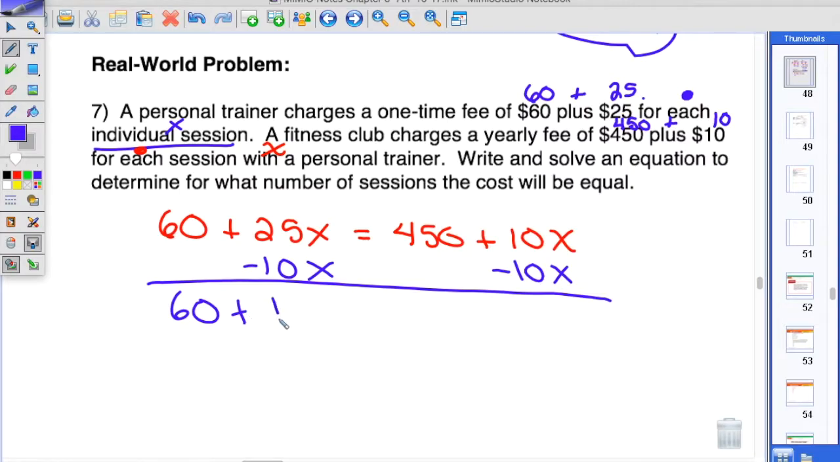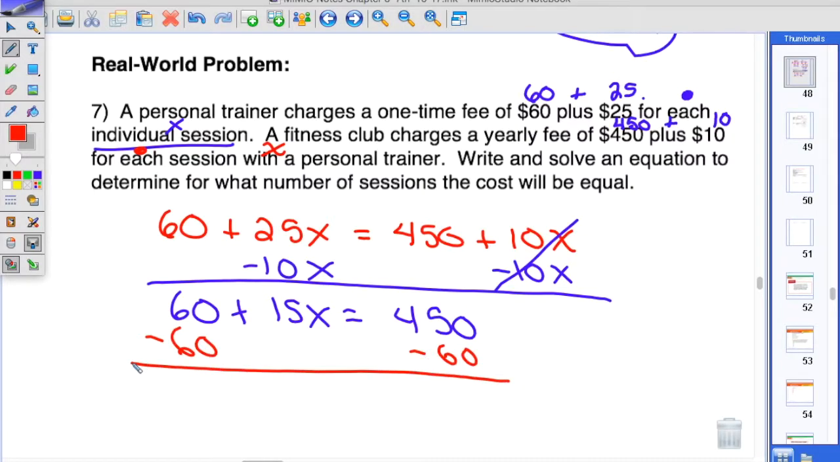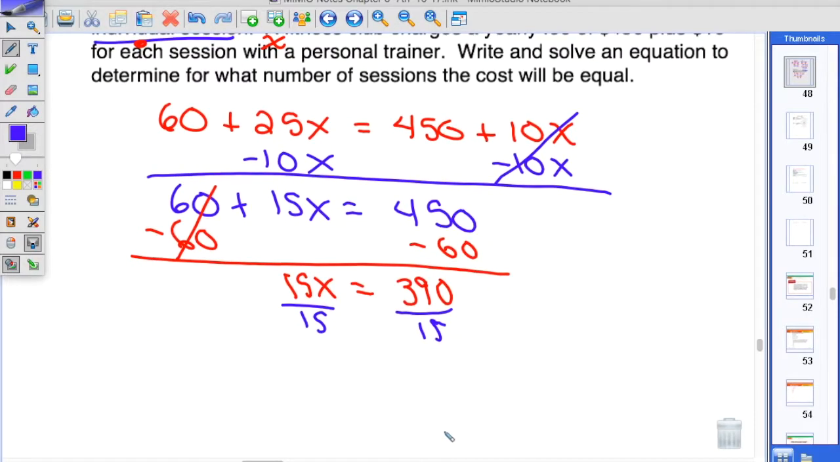25x minus 10x gives you 15x equals 450. The 10x minus 10x cancels out. Subtract 60 on both sides. The 60s cancel out, so we're left with 15x is equal to 390. Divide both sides by 15. So x is equal to 26.